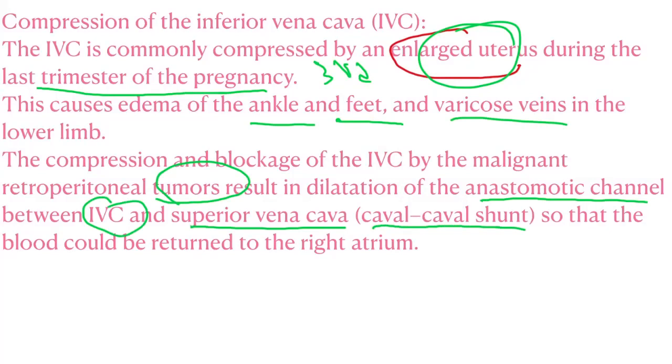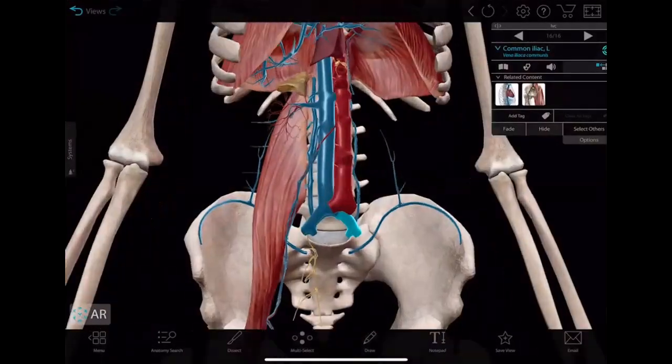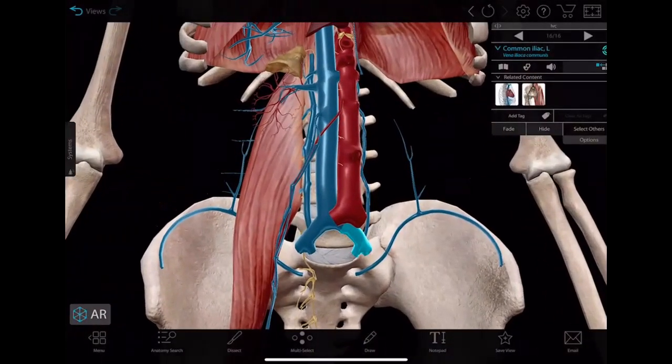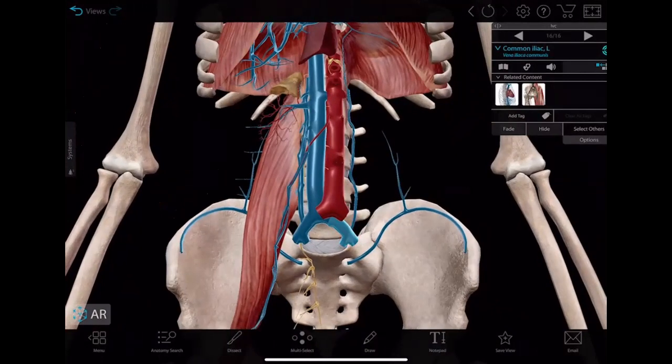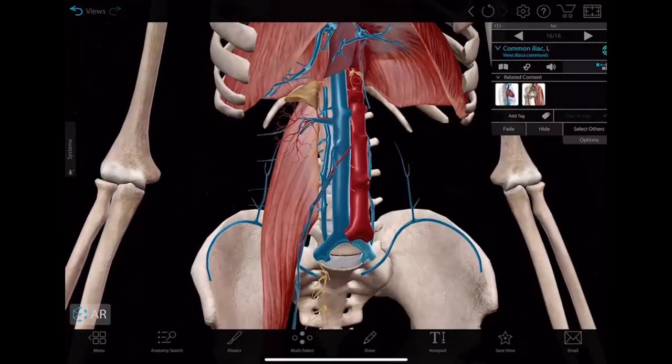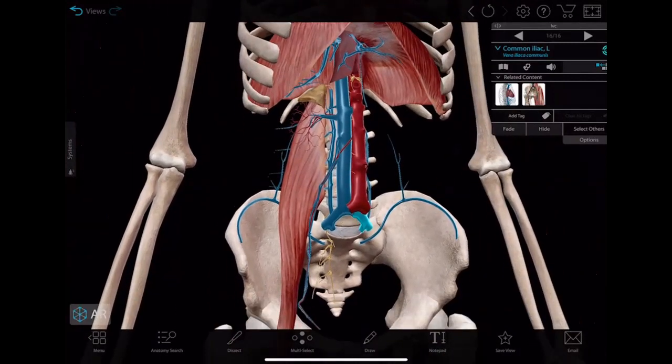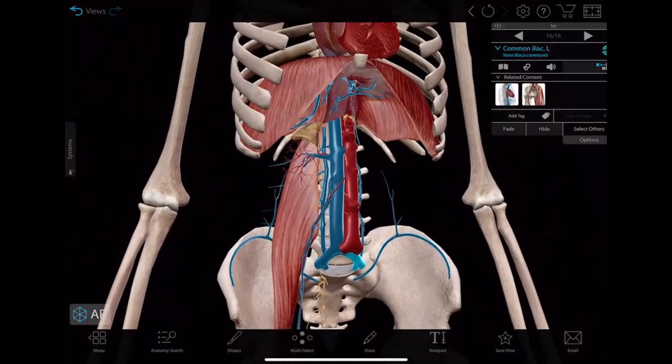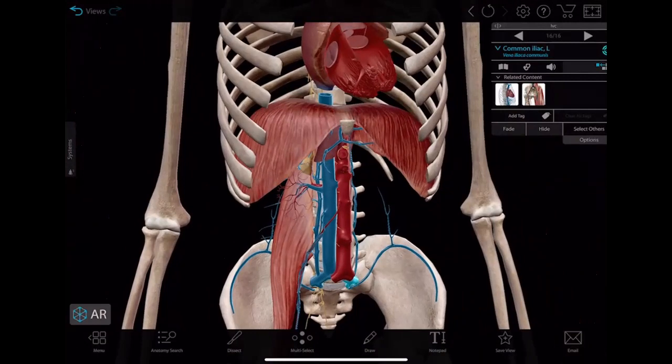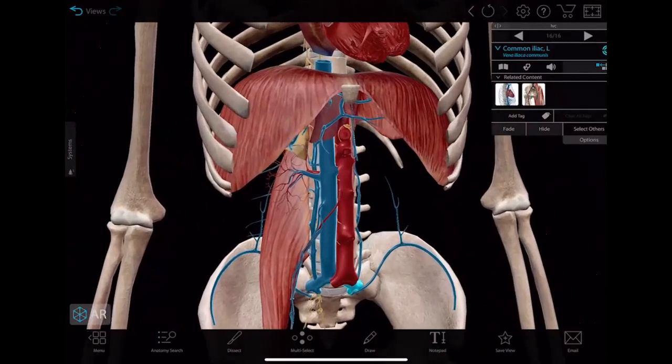So this is the inferior vena cava. It can be blocked or compressed by an enlarged uterus in the third trimester of pregnancy or by any tumor. It carries all of the blood from the lower limb, abdomen, and pelvis to the right atrium. Below the diaphragm, all organs drain into the inferior vena cava, right?